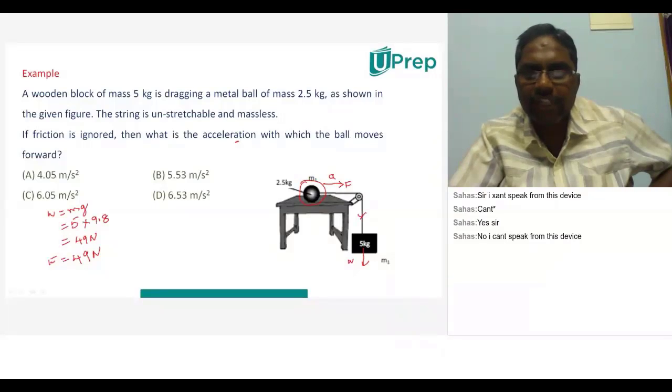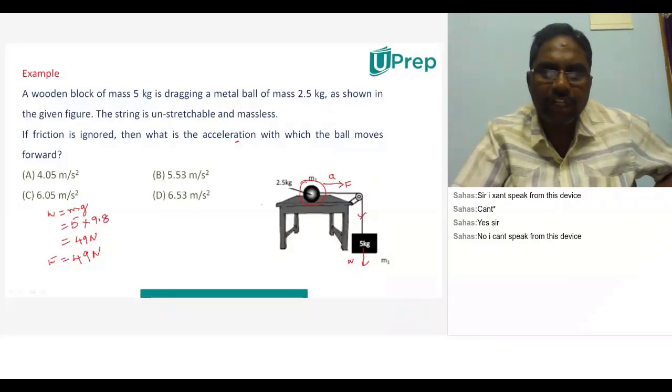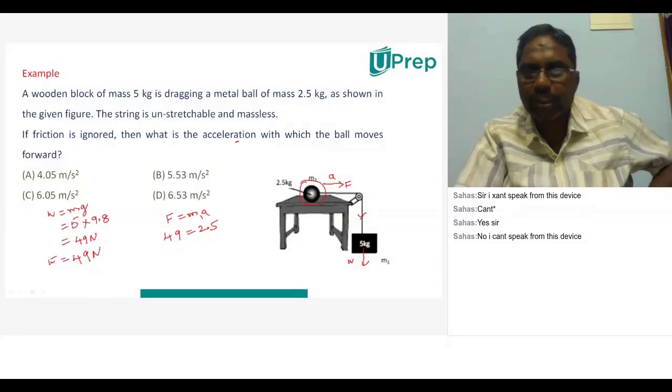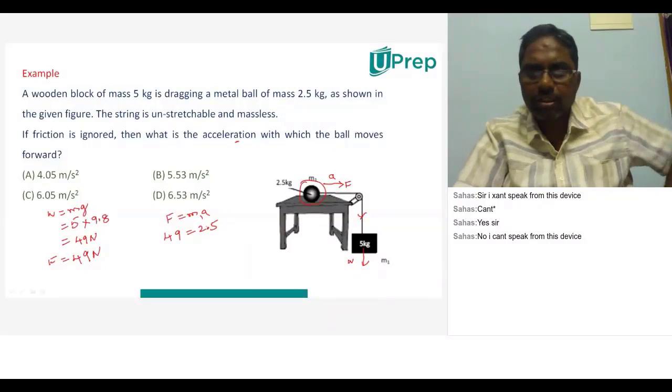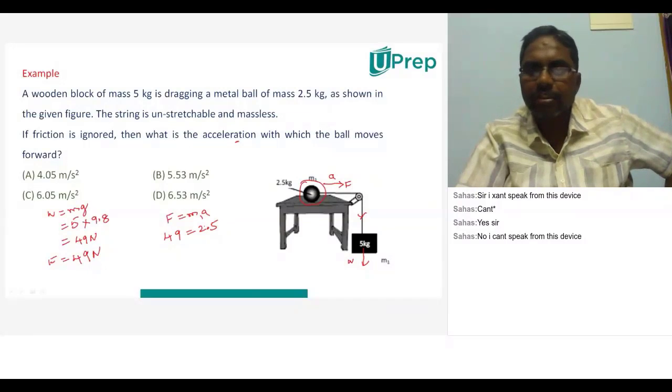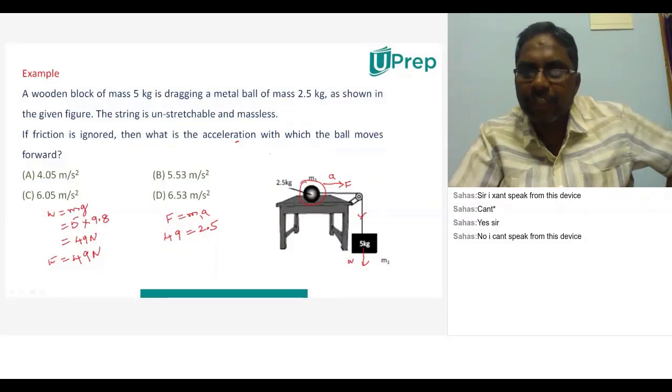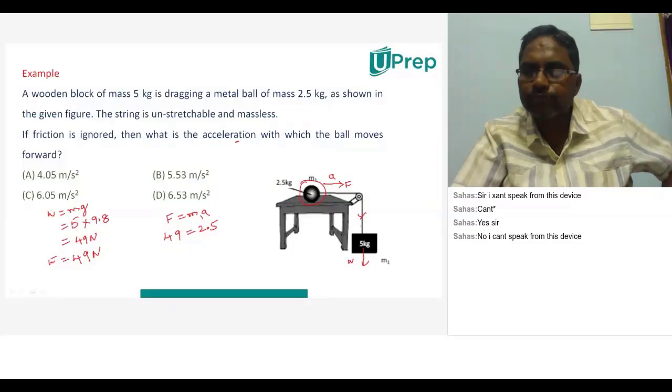When that force is acting, it is moving in this direction, so it is getting some acceleration. According to Newton's second law of motion, resultant force gives some acceleration, F is equal to m1a. How much force is acting here? 49 Newton, which is equal to the mass, 2.5, times the acceleration. When this metallic ball is moving with some acceleration, with the same acceleration this 5 kg object also will move.